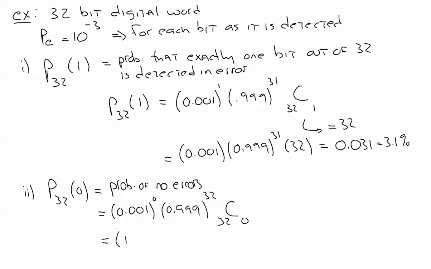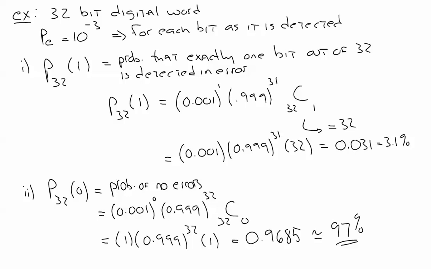This is 1 times 0.999 to the 32nd power, also times 1. The number of ways you can take 32 things 0 at a time is exactly 1. And this turns out to be 0.9685, or about 97%. It's about 97% likely that in any given 32-bit digital word you will have exactly 0 errors, assuming that the probability of error for any individual bit is 1 in 1,000. All right?